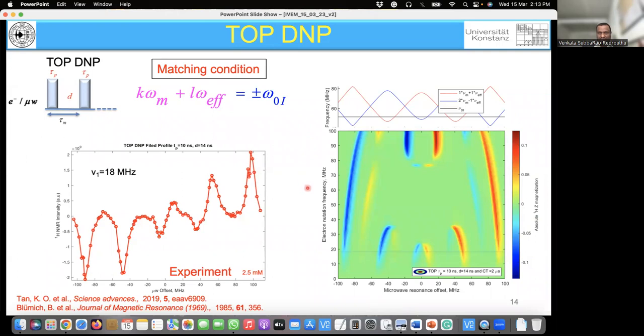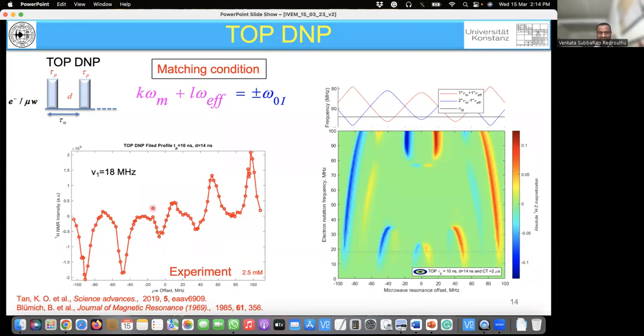So here you can see this 2D simulation where I have optimized the microwave resonance offset versus the nutation frequency. You can clearly see different matching conditions, where the Larmor frequency matches a combination of the modulation frequency and effective frequency at these points. You clearly see the enhancements. Here is the positive enhancement. This side is the negative enhancement. I will explain why we are getting positive and negative when I explain the theoretical section.